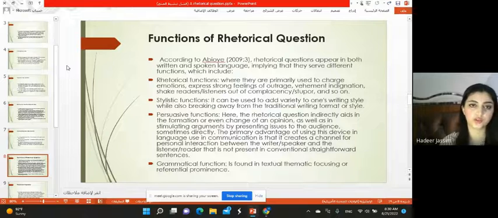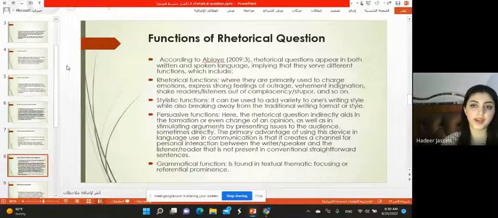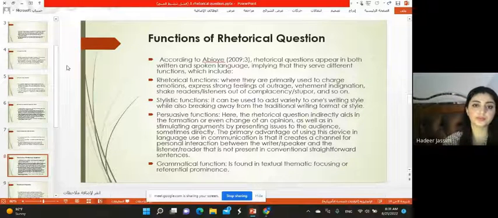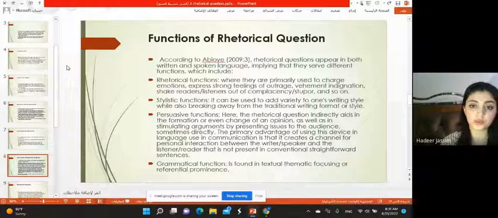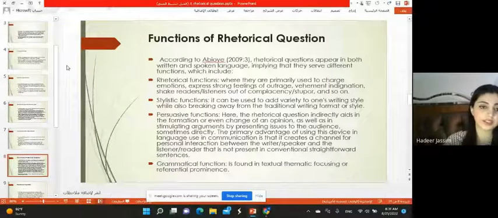Functions of rhetorical question. According to Aboy, rhetorical questions appear in both written and spoken language, implying that they serve different functions, which include the rhetorical function, where they are primarily used to change emotion, expression, strong feelings of outrage, vehement indignation, to shake readers or listeners out of complacency, stupor, and so on. And we have also the stylistic function.